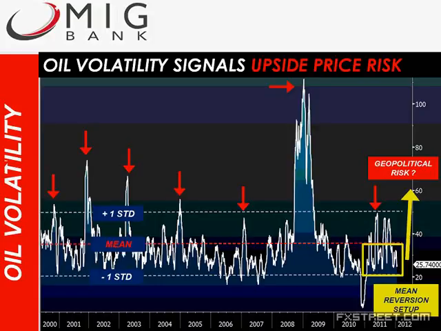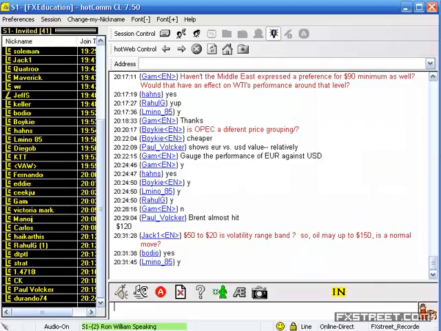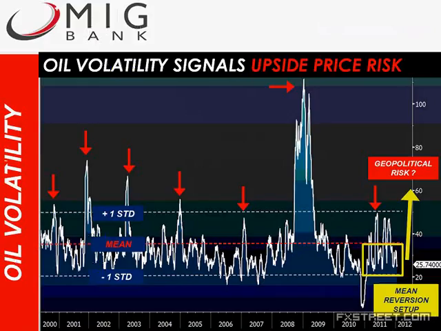Now, there's a question: $50 to $120 is the volatility range band, so oil may move up to $150 as a normal move? Not really. I would say no to that question. Keep in mind that 2008 was a big event shock. That was the financial crisis, and so that skews the data a little bit. But certainly you can have moves of the $20 mark, an additional $20 price gain on oil.